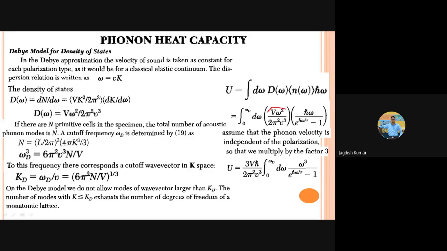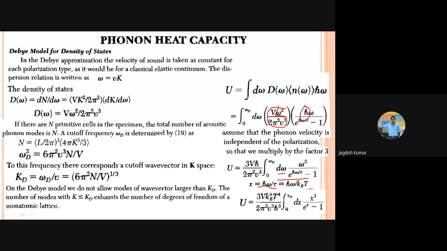Apart from omega, this thing can be taken outside, which has already happened here. Even h cross can be taken outside. These are constants, and the remaining things are sitting in the integral. Let us do one small substitution, rather a change of variable. If we do x equal to h cross omega upon tau, which is nothing but kBT, then we can go from d omega to dx.